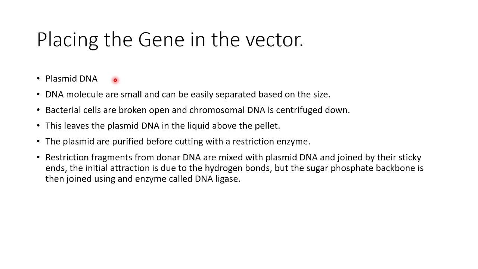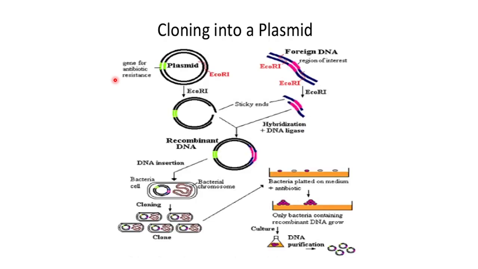Now these restriction fragments from your donor DNA are mixed with your plasmid DNA and then joined by their sticky ends. The initial attraction is due to hydrogen bonds, but the sugar phosphate backbone is then joined using an enzyme which we call DNA ligase. So in this manner we are placing the gene inside our vector. So this is the cloning into the plasmid.